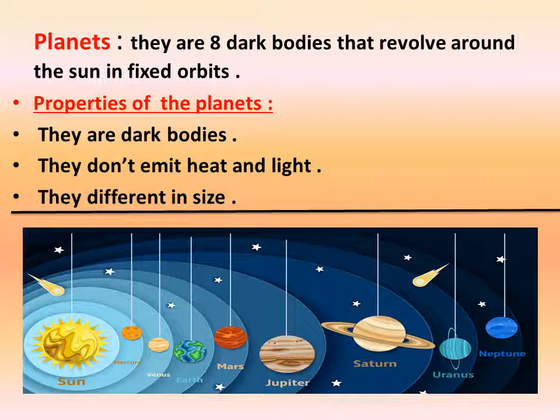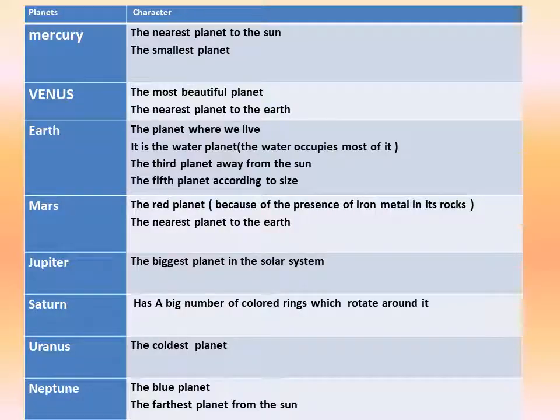So planets are arranged according to their distance from the sun, from the nearest to the farthest, as follows: Mercury, Venus, Earth, Mars, Jupiter, Saturn, Uranus, Neptune. Each planet has its own properties. Number one, Mercury. Mercury is the nearest planet to the sun, and it's the smallest planet in size.